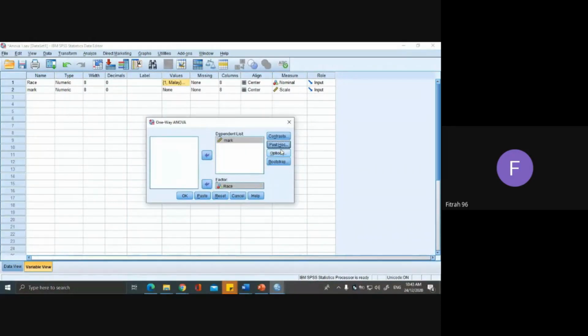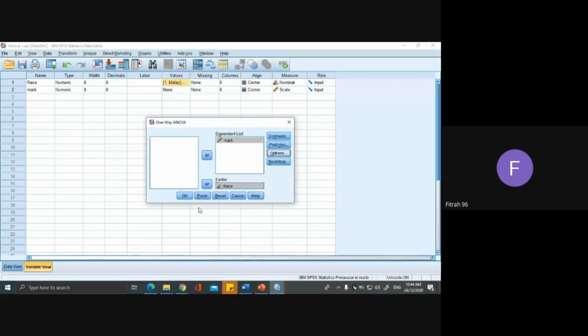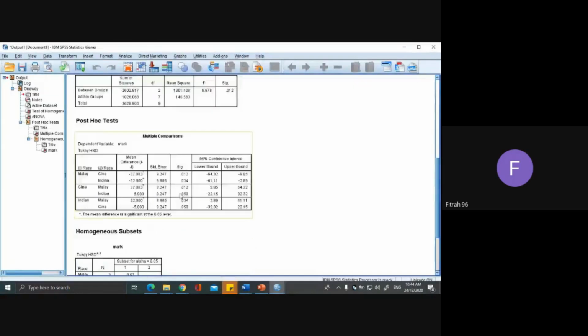Continue. Dekat option, pilih homogeneity of variance test. Because if we click at homogeneity, it will show us where lie the differences. Kat mana differences tu ada between each race. Kalau you tak ada ni, you tak akan nampak. You tahu ada differences, but you tak nampak dekat mana. Okay, so you have to check homogeneity of variance. Continue. Okay. So dekat output, you dapat ni.